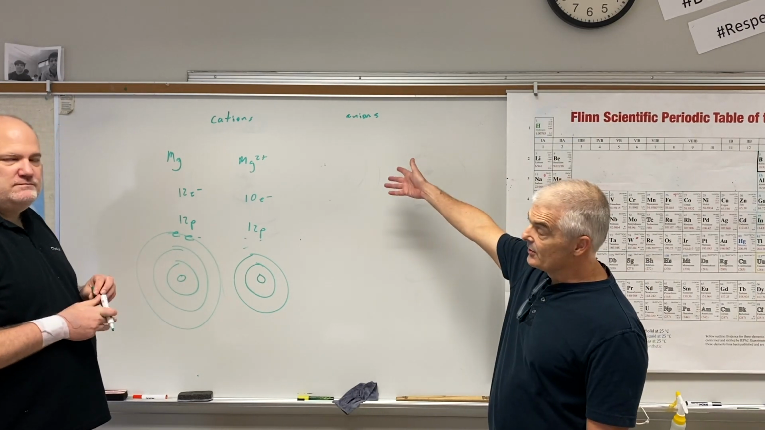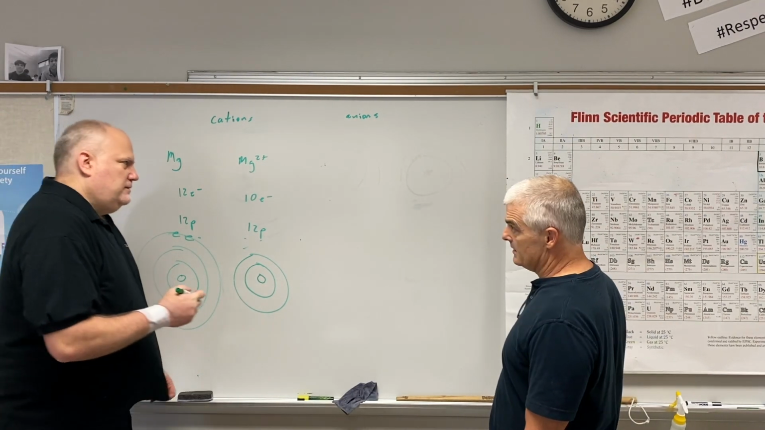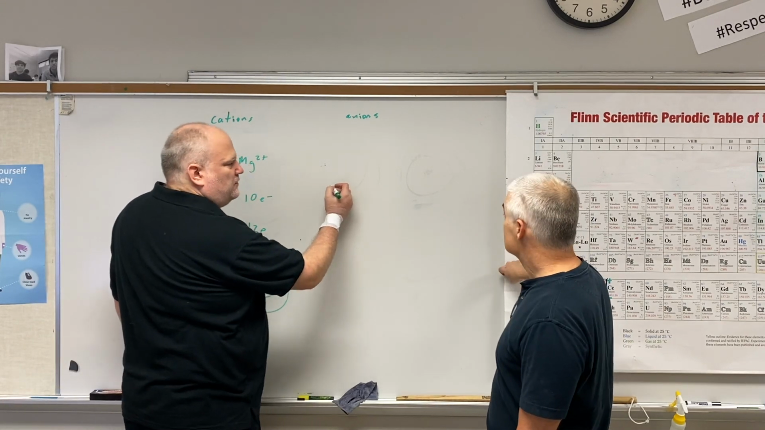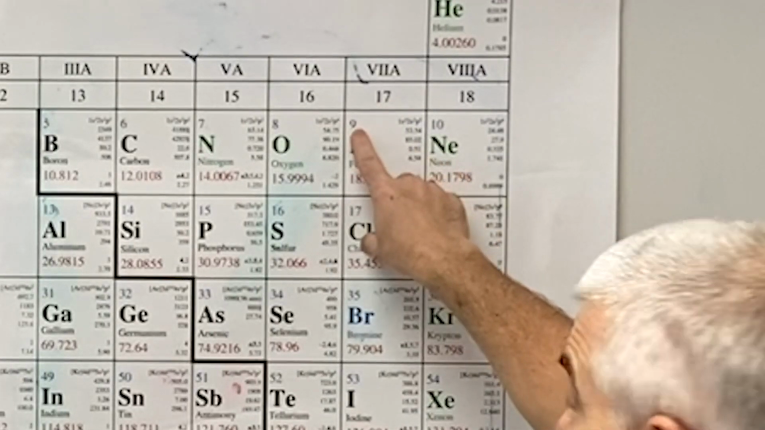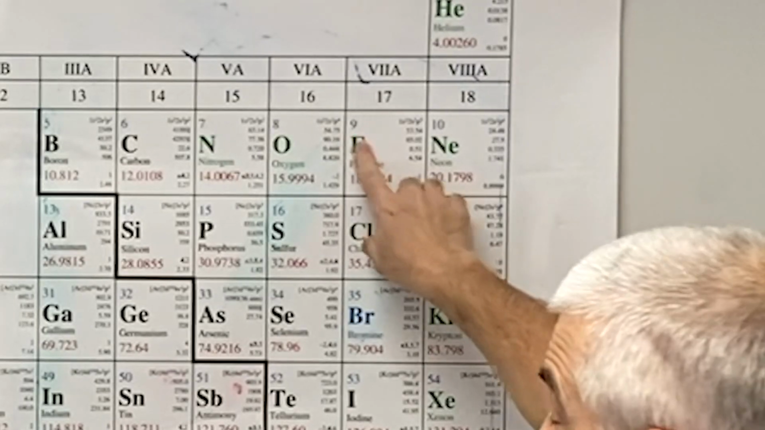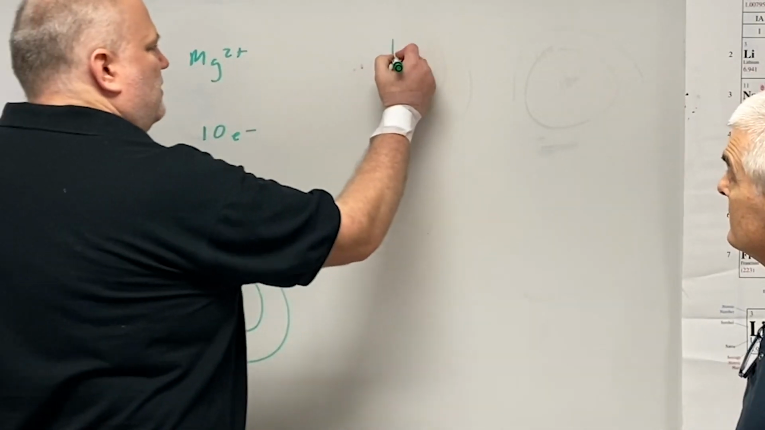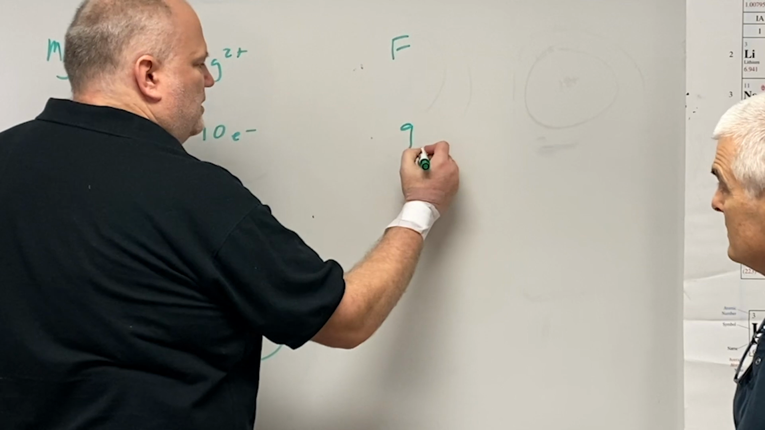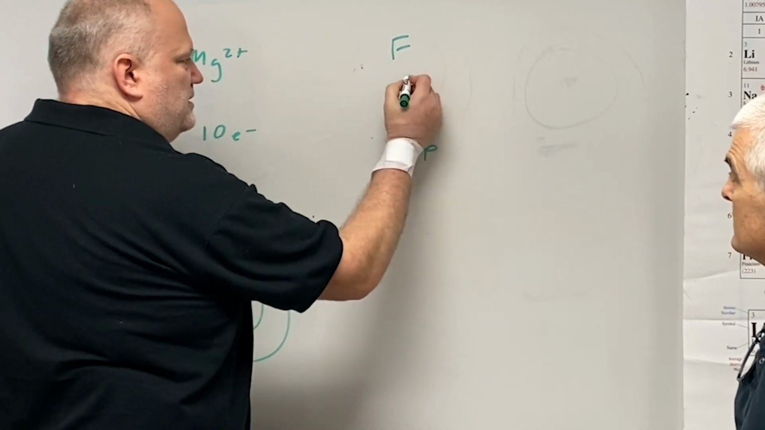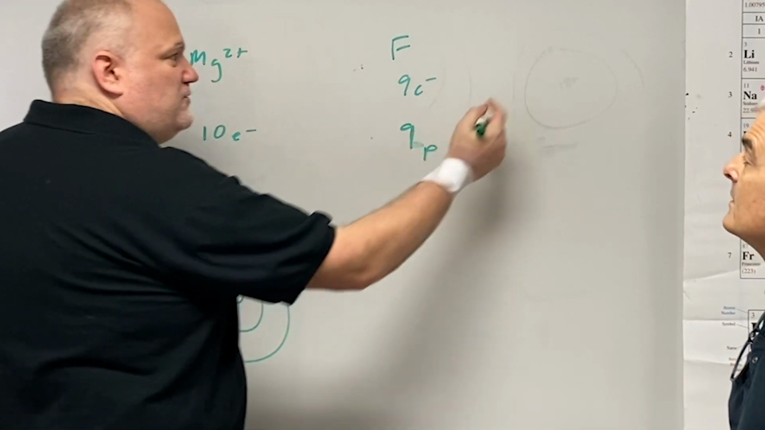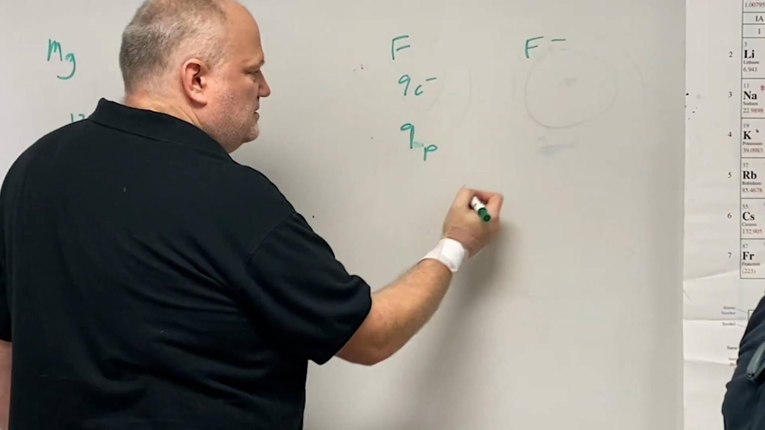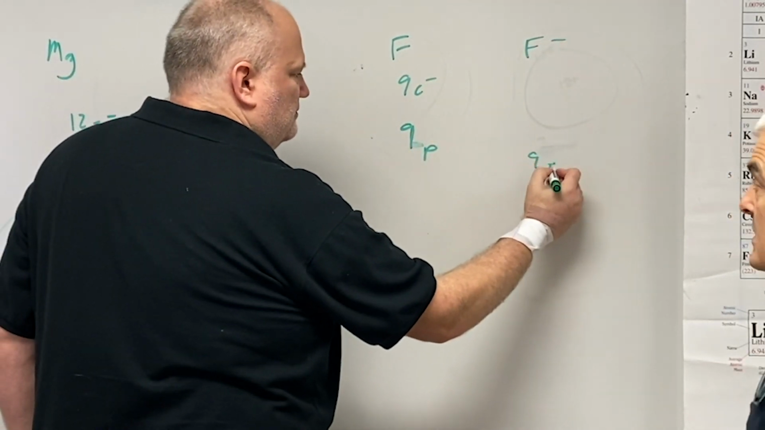But with an anion, it's a little different ballgame. So let's take, say, fluorine and fluoride. Let's take a look at fluorine again. Fluorine is in column 17 with 9 protons and 9 electrons. In order to get a full outer shell, it has to gain 1 electron to become F minus. So it's actually going to have 10 electrons, because its charge is -1 when it's an ion.